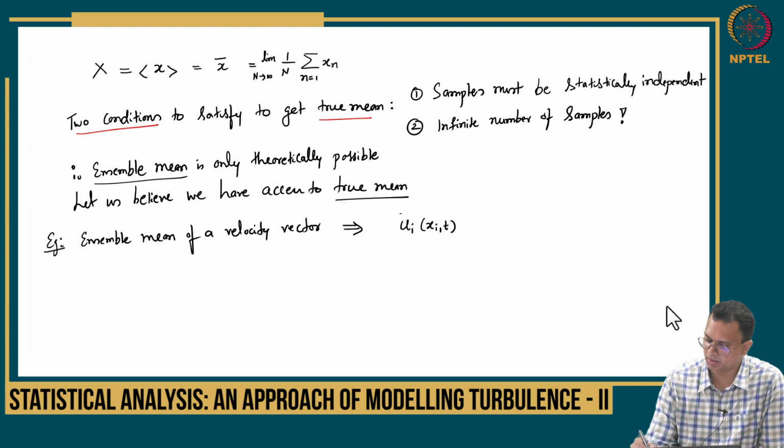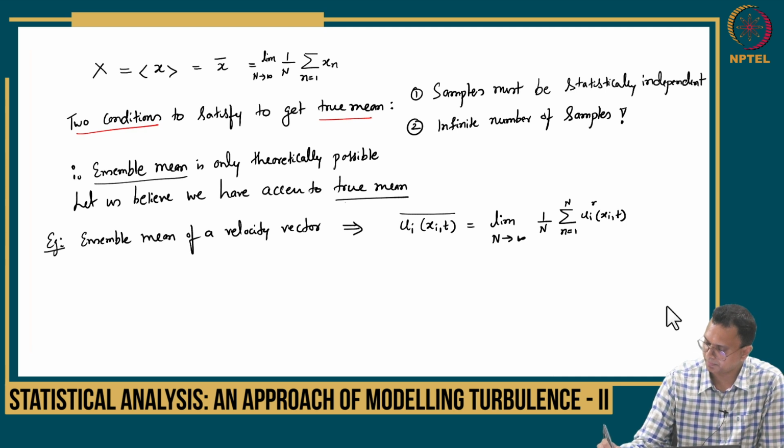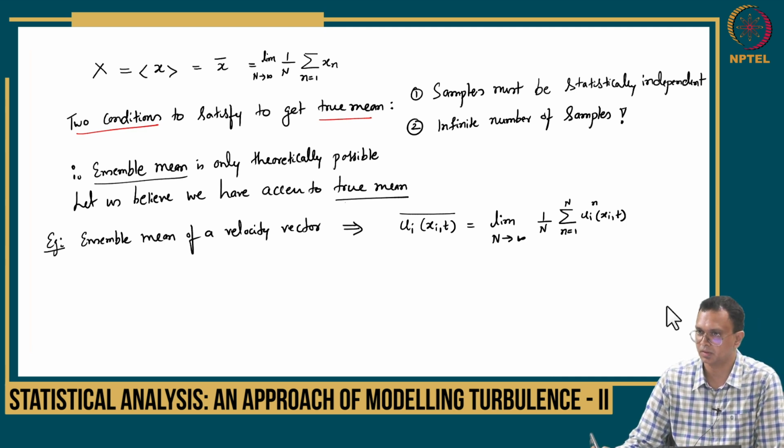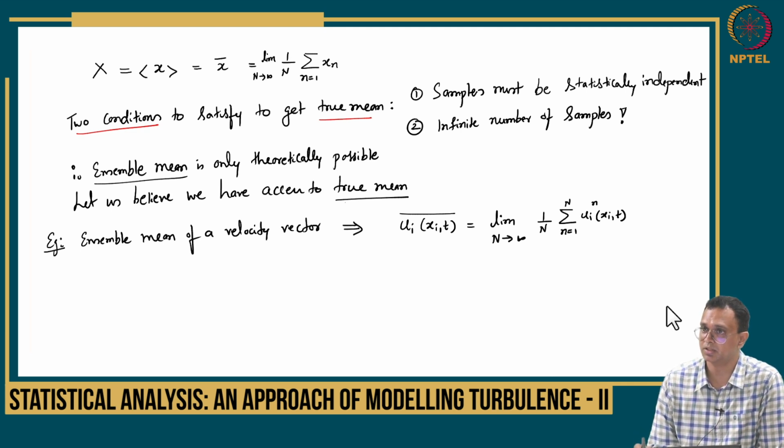So if I use over bar, that is the ensemble mean of this. So this will be, in the limit n tends to infinity, 1 over n summation n equal to 1 to n of ui of xi comma t n. Okay. So note that this ensemble mean is a function of three-dimensional space and time. This is not a time average. Just like the way you flip dice, each one is an independent realization.